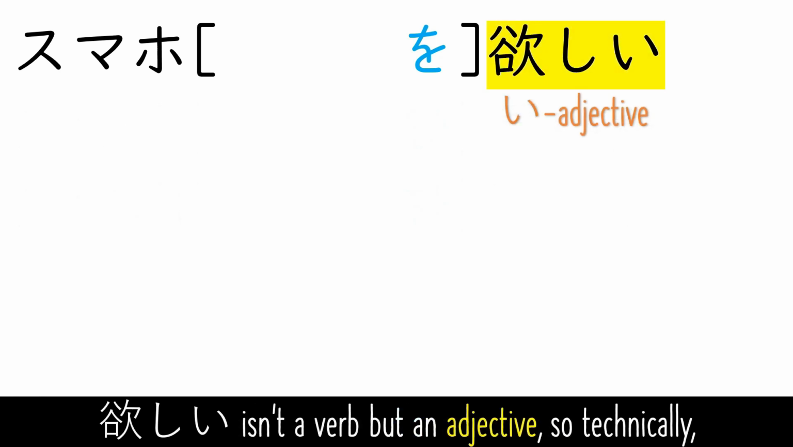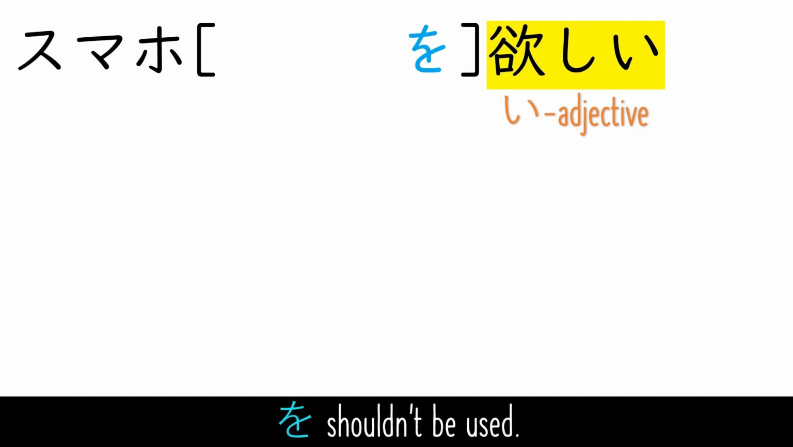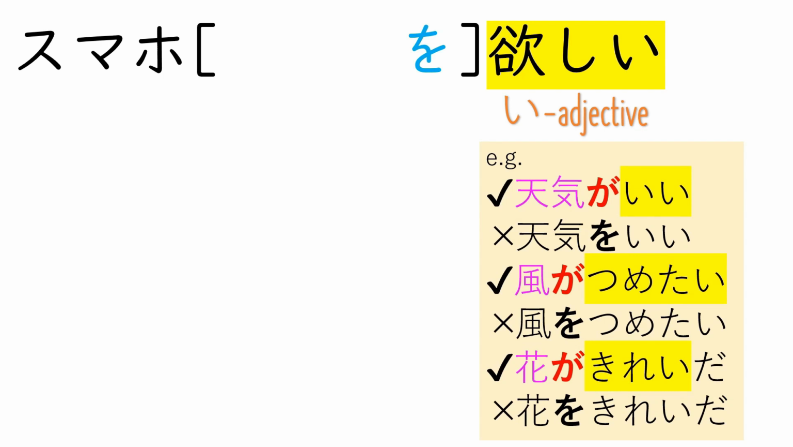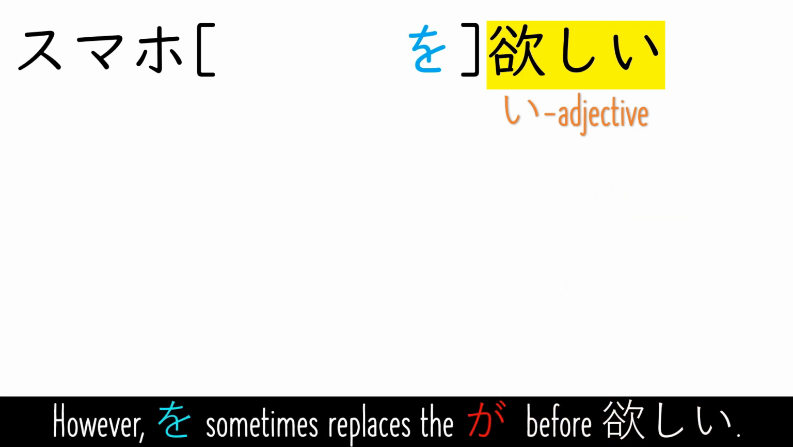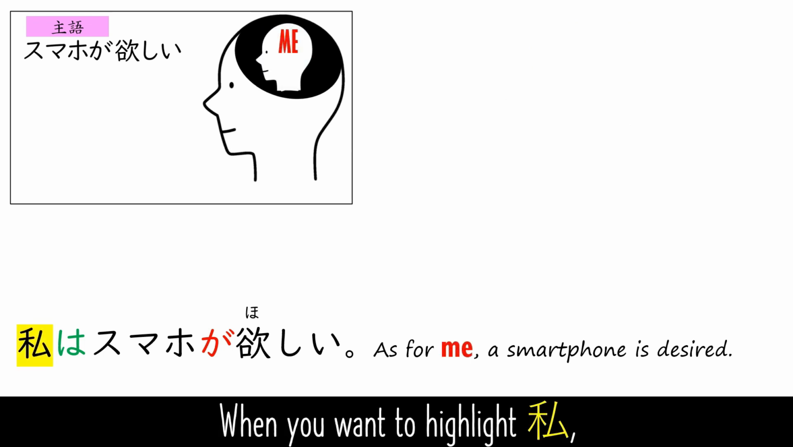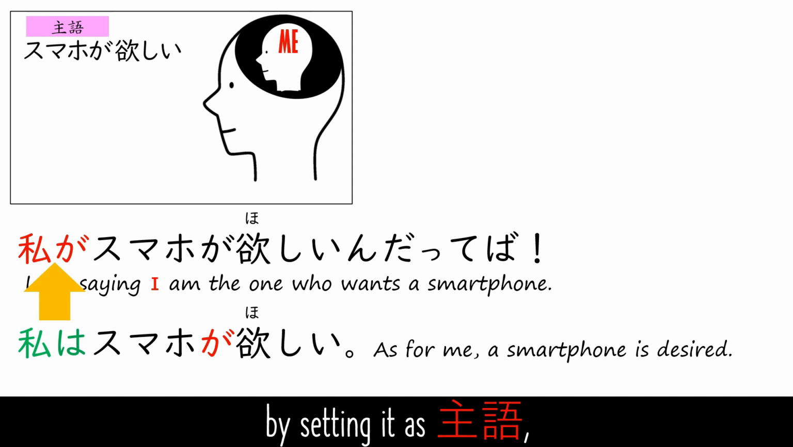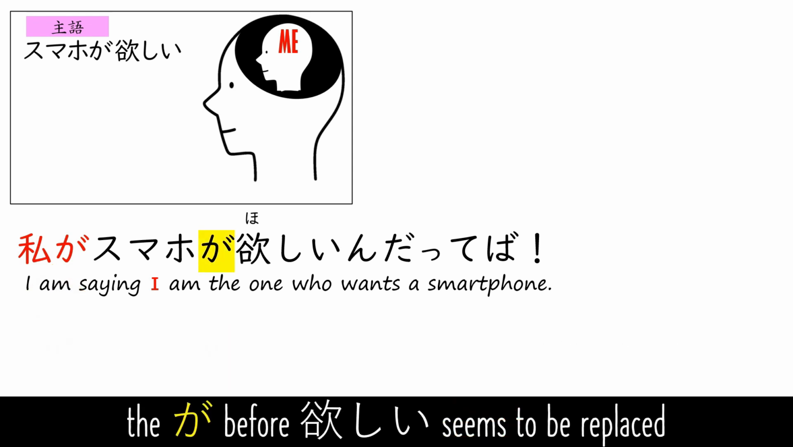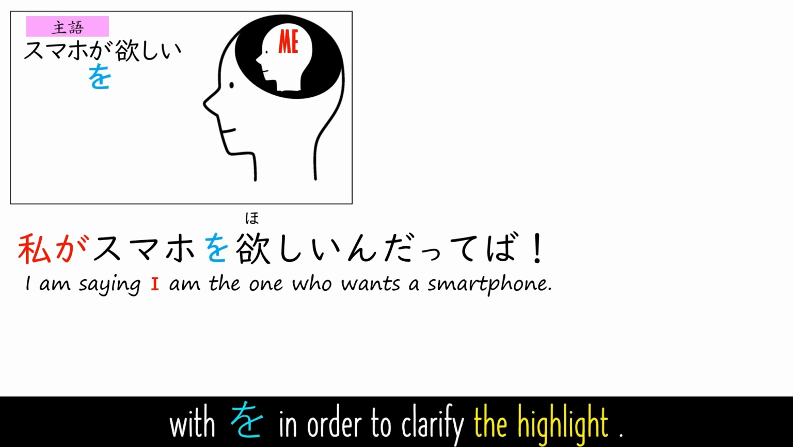欲しい isn't a verb but an adjective, so technically, o shouldn't be used. 天気がいい。風が冷たい。花がきれいだ。 However, o sometimes replaces the ga before 欲しい. For example, 私はスマホが欲しい. When you want to highlight 私 by setting it as 主語, the ga before 欲しい seems to be replaced with o in order to clarify the highlight.